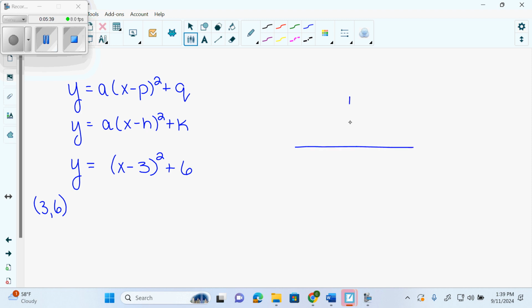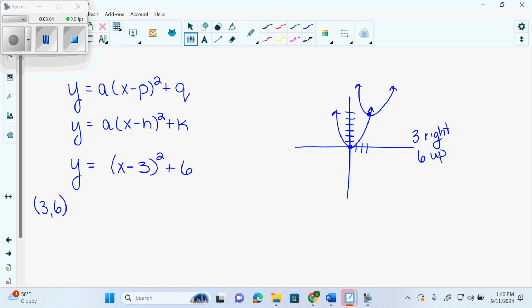So your normal quadratic is at (0, 0), and up, right? This one is 1, 2, 3, 1, 2, 3, 4, 5, 6. It's here. So what did my graph do? It moved 3 right and 6 up. Do we agree? 3 right, 6 up is what it did.